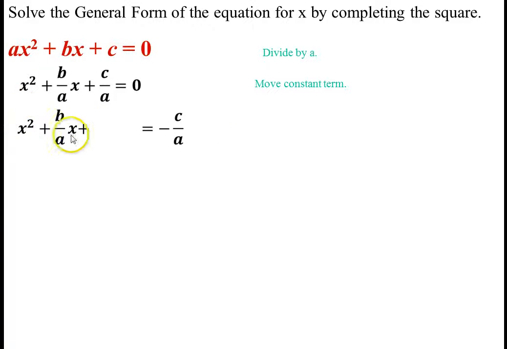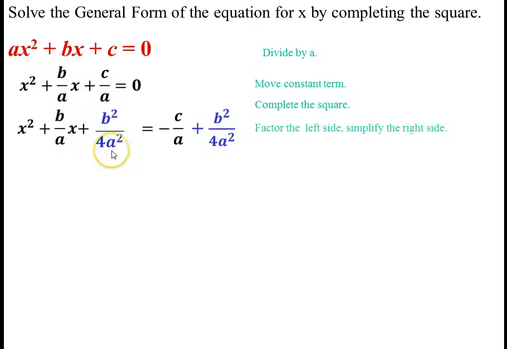Now I want to complete the square on the left side of this equation. So I'm going to take half the middle term. Half of b over a is b over 2a. And I'm going to square that, so b squared over 4a squared. And I'm going to add that to both sides of this equation. Now I'm set to complete the square.